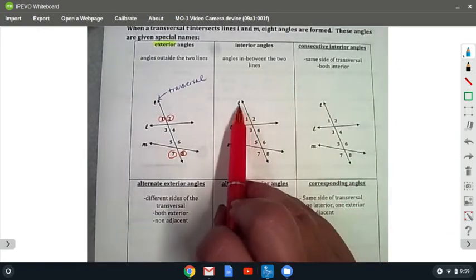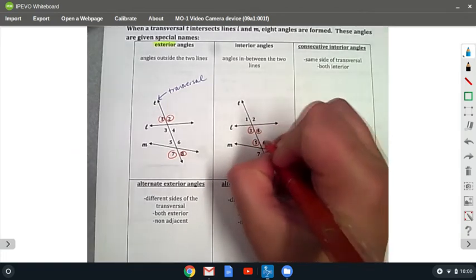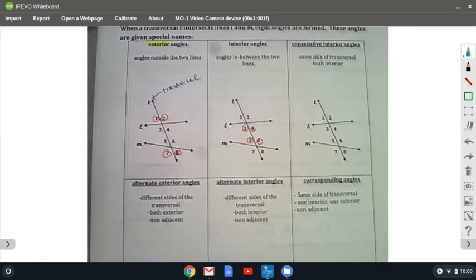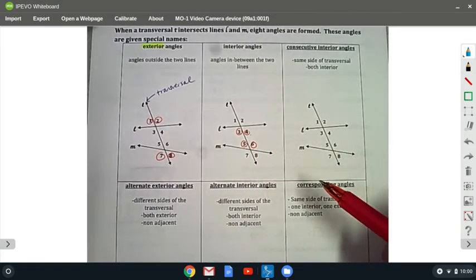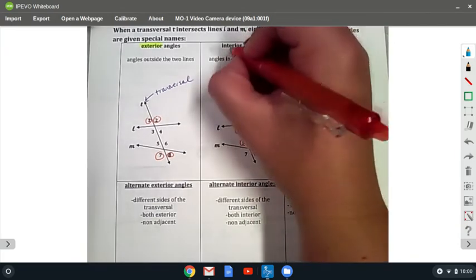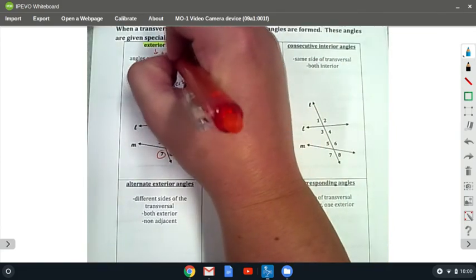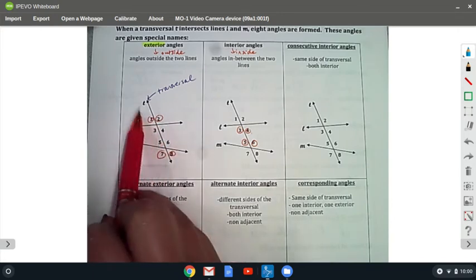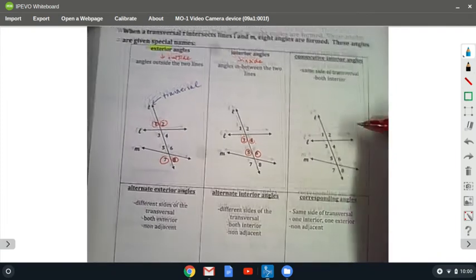Once again, T is my transversal. I want the interior angles now. So any of the angles that are inside those two lines. So an example here would be 3, 4, 5, and 6. Those are our interior angles. So when I say interior, I think of inside. When I think of exterior, I think of outside. And we're talking about these two lines. Is it inside the two lines or outside? So these angles are inside, these angles are outside.